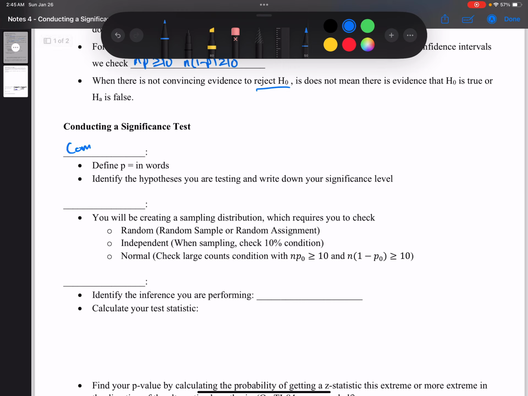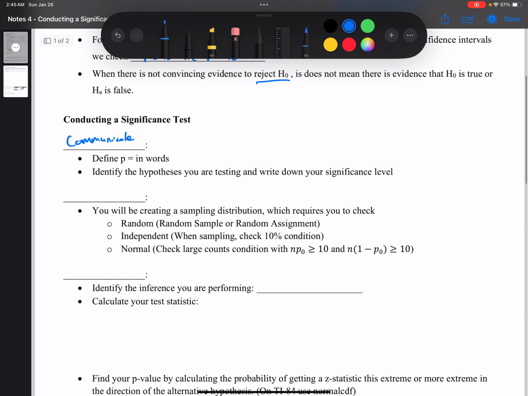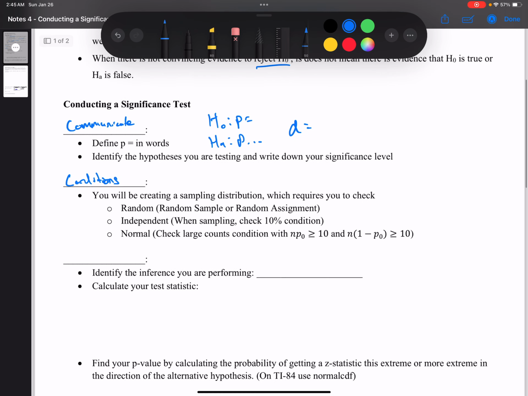First, we have to communicate. Okay, like what is our p in actual words, and then identify the different hypotheses. So again, you'll have your H naught is p is equal to something, your HA is p is less than, greater than, or not equal to, all that stuff right there. And then also write down your significance level, your alpha. Okay. Then, like usual, check your conditions. And I'm not going to waste any time going through that again because we've done that 1,000 times.